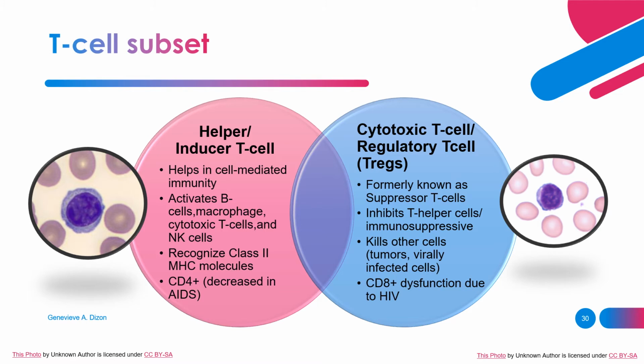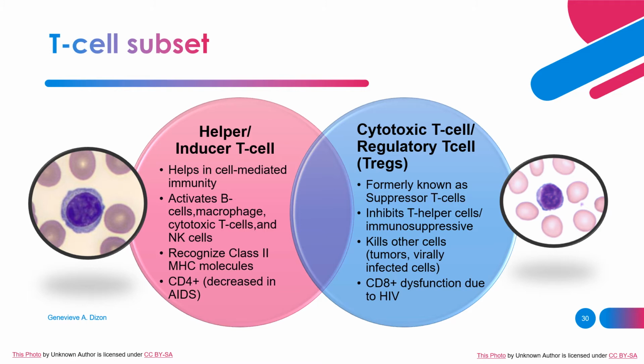As the name implies, helper T cells help in cell-mediated immunity. They may be the most important cells in the adaptive immunity because they are required for almost all adaptive immune responses. For example, they help activate B cells to produce antibodies. They also help macrophages to destroy ingested microbes. And they are also needed for T cells and natural killer cells to kill infected cells.